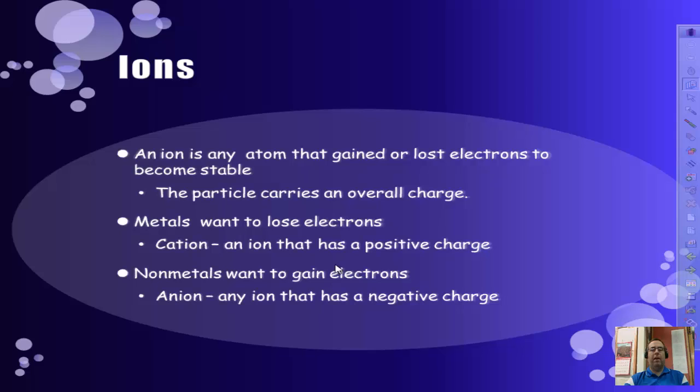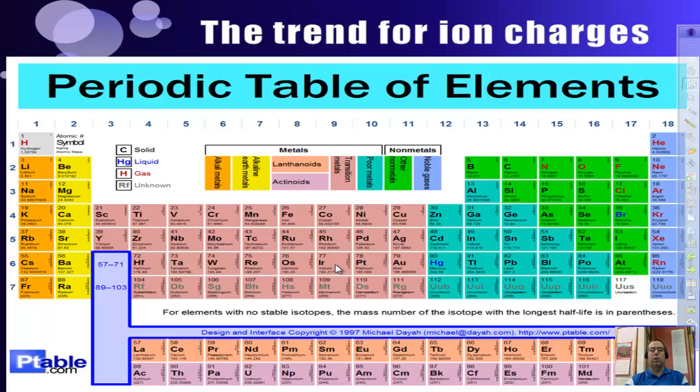Nonmetals are the ones that have 5 or more valence electrons. So if we have 6 valence electrons, the shortest route is going to be to gain 2 electrons. And if you gain electrons, you're going to form an anion. An anion is just going to be any ion that has a negative overall charge.